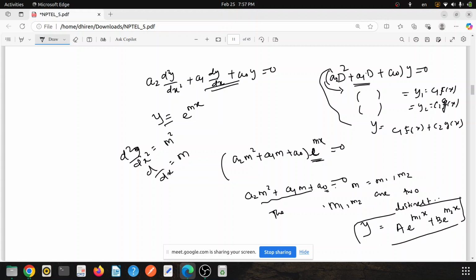Let's say if m1 and m2 are complex conjugate roots, that means m1 and m2 are equal to a plus or minus ib, then the solution will be y equal to e power ax times (a cos bx plus b sin bx).